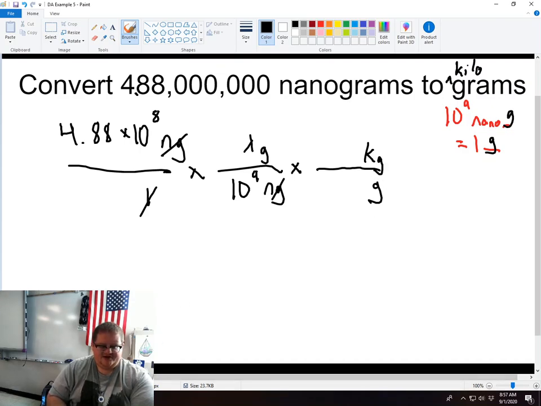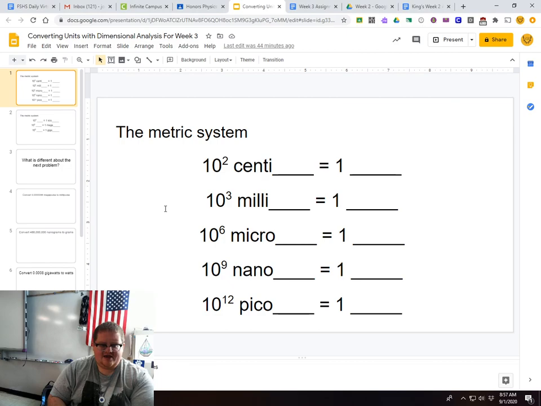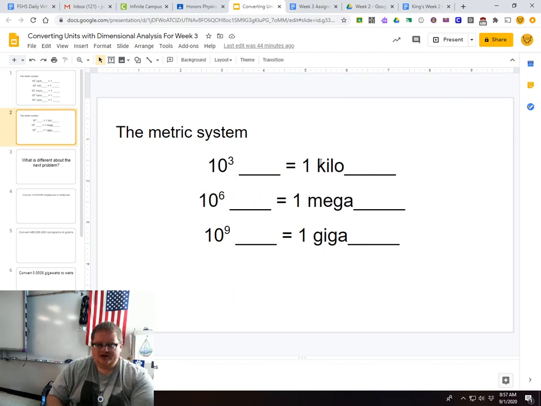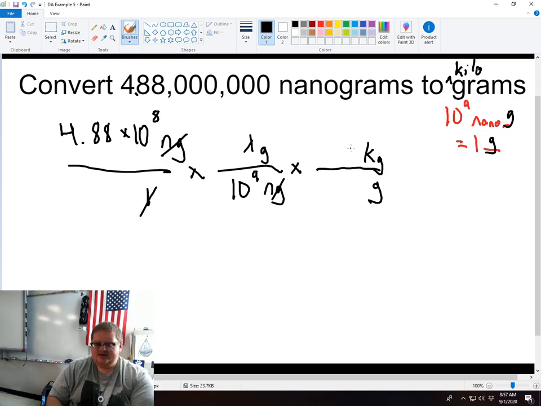Let's be safe. Don't just think, oh, kilograms, 1,000, so put 1,000 right there. You'll get it wrong if you do that. Look up kilogram, right? And what's the number beside kilogram? 1 kilogram. So 1 goes beside kilogram, and 10 to the 3rd grams goes on the other side. I'm not going to rewrite that. I'm just going to assume you got that. So 1 kilogram, 10 to the 3rd grams.